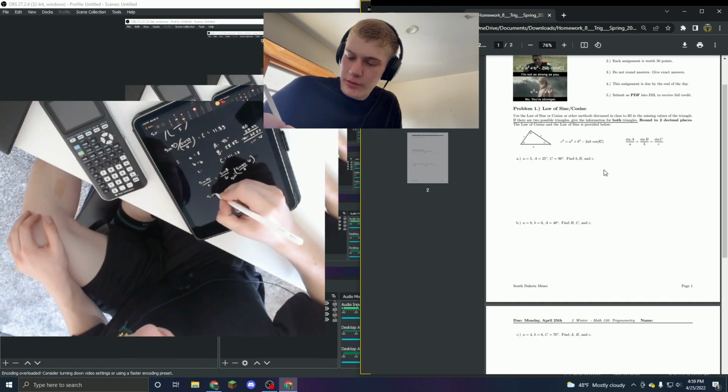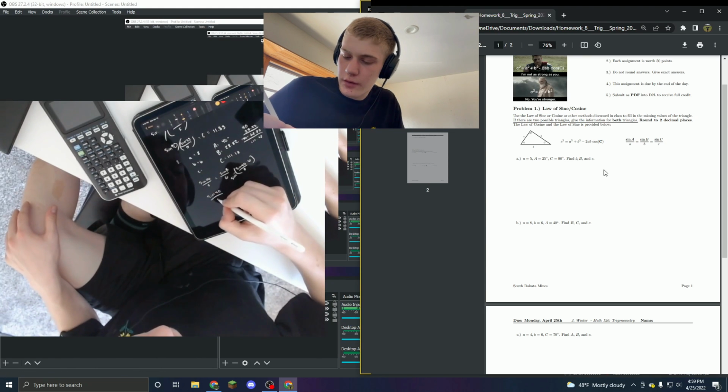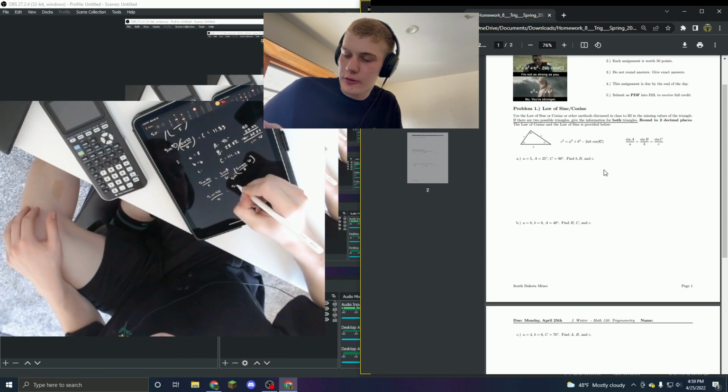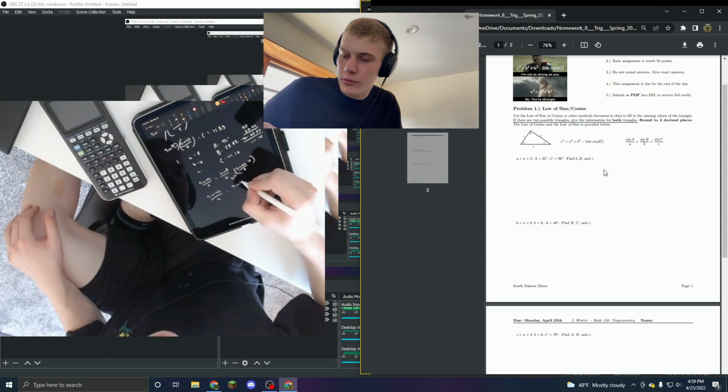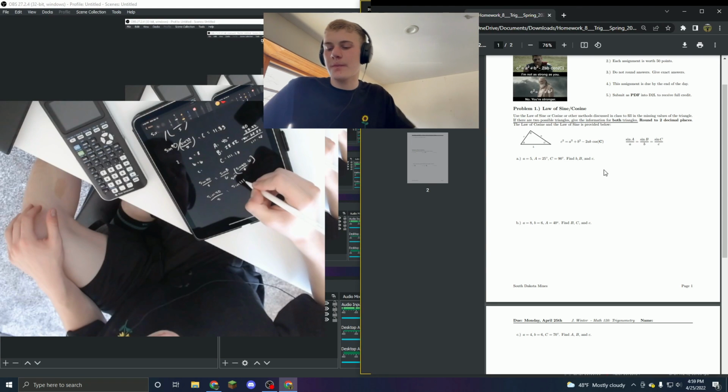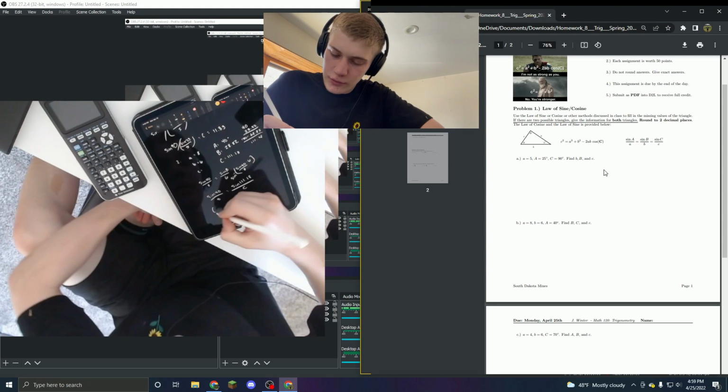I'm going to stick with the initial here. Sine 40 over 8 equals sine 111.18 over C. And then back to the initial from the first problem.